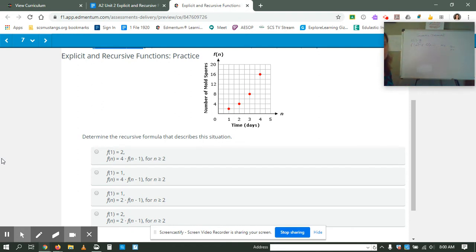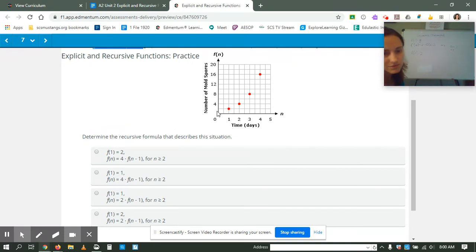Okay, there we go. All right, so we need to find out what f of 1 is, what that first value is. So if we go to f of 1, where that first value is, these are going up by 2's. So our f of 1 is going to be equal to 2, because looking at that graph that they give us, they tell us that value is going to be 2. So then we need to figure out what our common ratio is going to be.